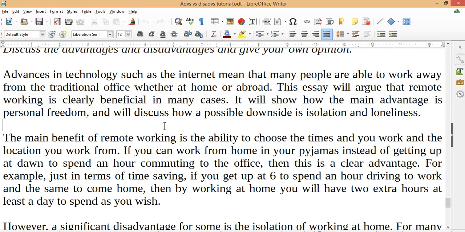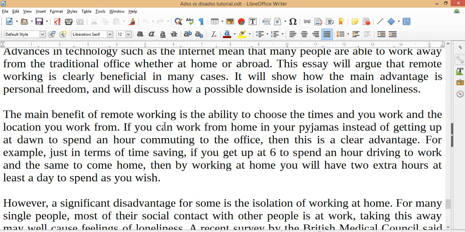So that's an opinion. And then your outline sentence, it will show how the main advantage, again, as I mentioned before in the previous week, spell it out. What exactly is the task? Main advantage, again, personal freedom. Discuss a possible downside. A paraphrase of disadvantage is isolation and loneliness. Okay.